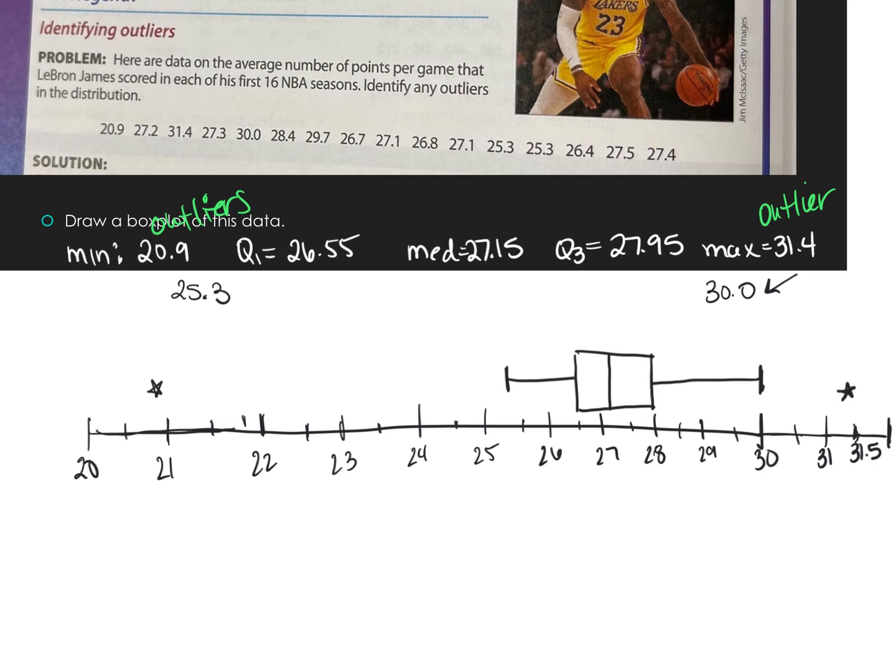So with the outliers, this data is skewed in which direction? This outlier definitely causes it to skew to the left because of the small outlier, right?